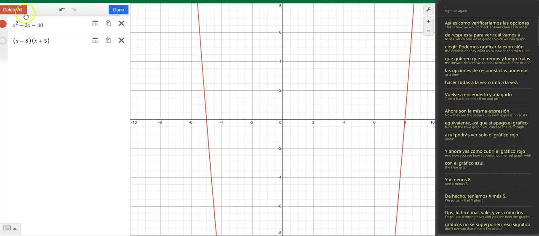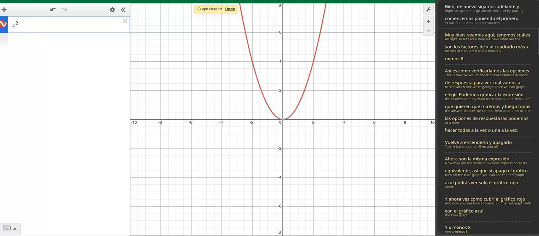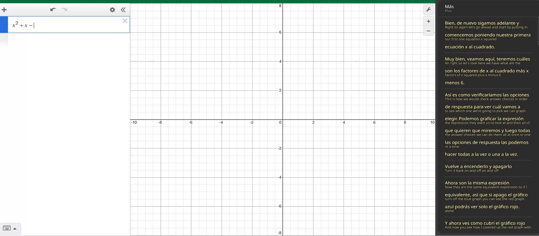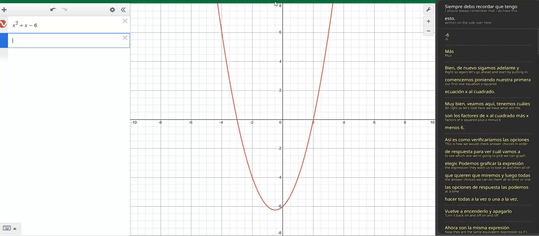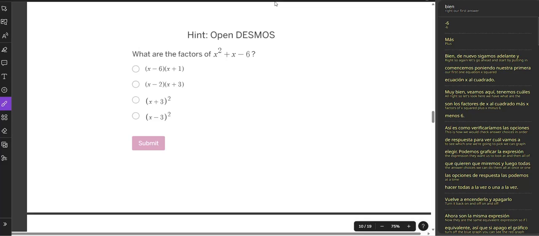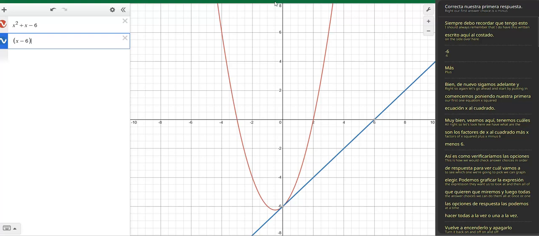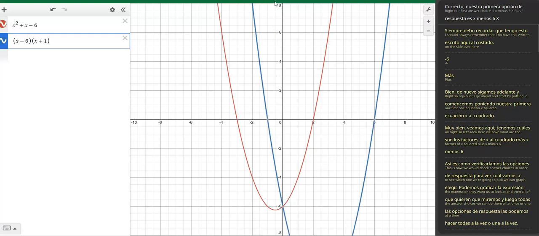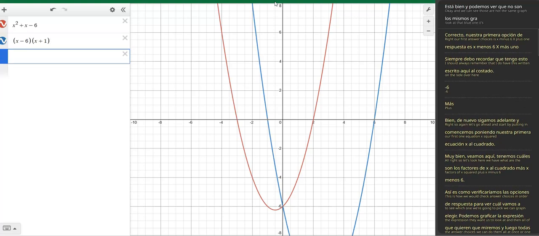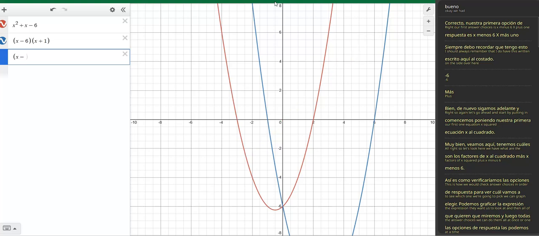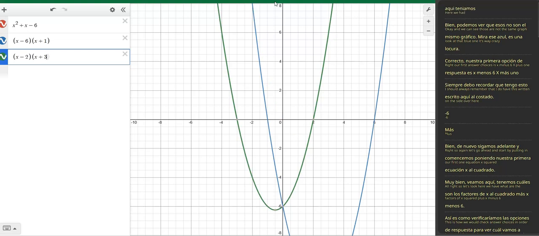All right, so again, let's go ahead and start by putting in our first equation, x squared plus x minus 6. Now, I should always remember that I do have this written on the side over here. Our first answer choice is x minus 6, x plus 1. And we can see those are not the same graph. Look at that blue one. It's way crazy. Okay, we had x minus 2 and x plus 3.